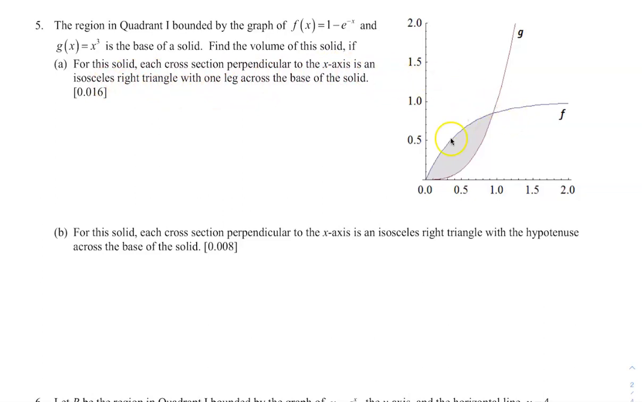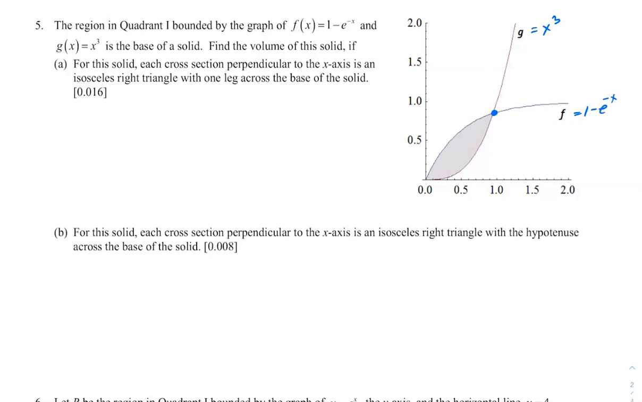Okay, so a couple things going on here. So this is my section. It looks like we're starting at 0, and it looks like it ends at 1, but it's actually not. We got to make sure of that. So we got to find the intersection. And for that, we need to use our calculator. Right, g of x is x cubed. f of x is 1 minus e to the negative x.